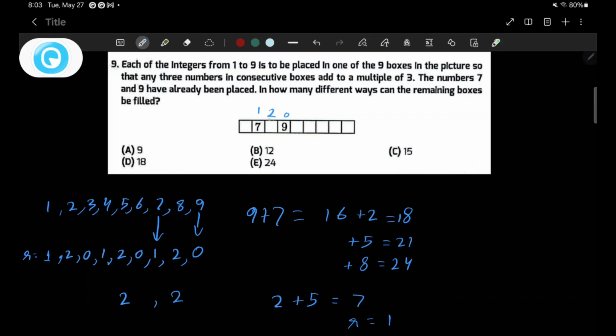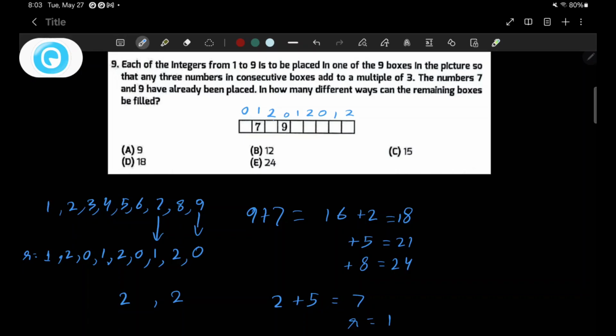Now, if a remainder of 2 is here and a remainder of 1 is here, the first one can only be a remainder of 0, because 3 consecutive numbers should be divisible by 3. For the next 3 to be divisible by 3, the next one should have a remainder of 1. Then, for the next 3 to be divisible by 3, the next one should be 2, then 0, 1, and then 2. So we can see that there is a cycle repeating itself.